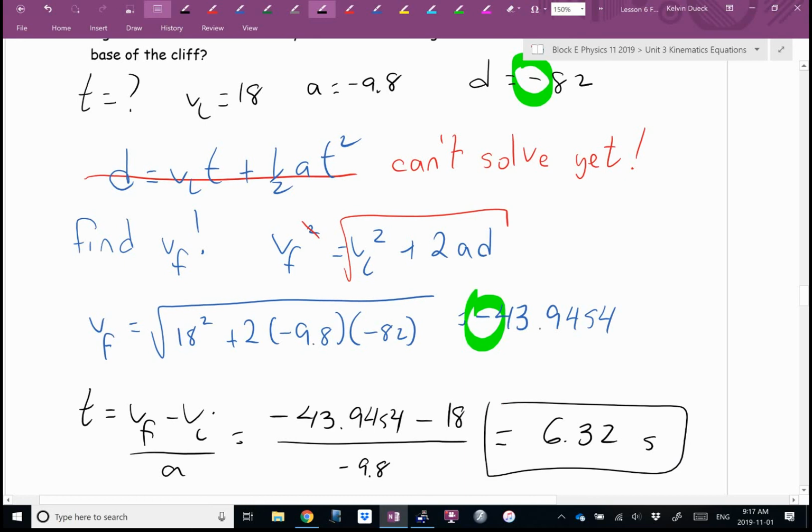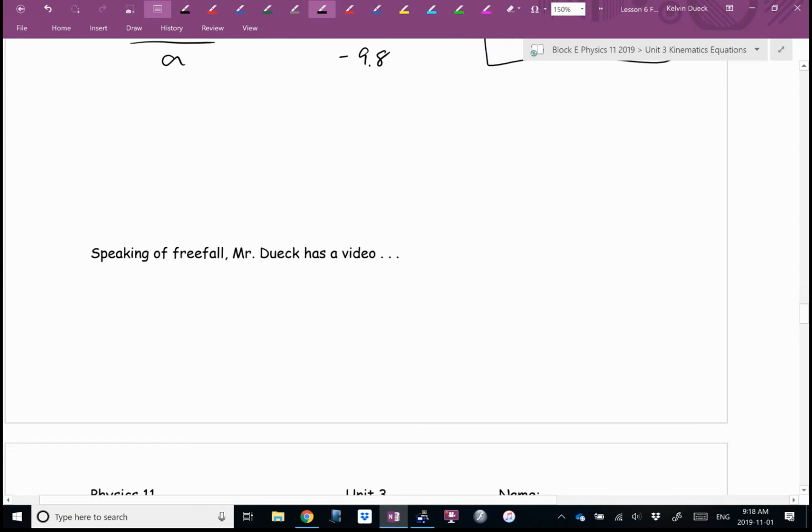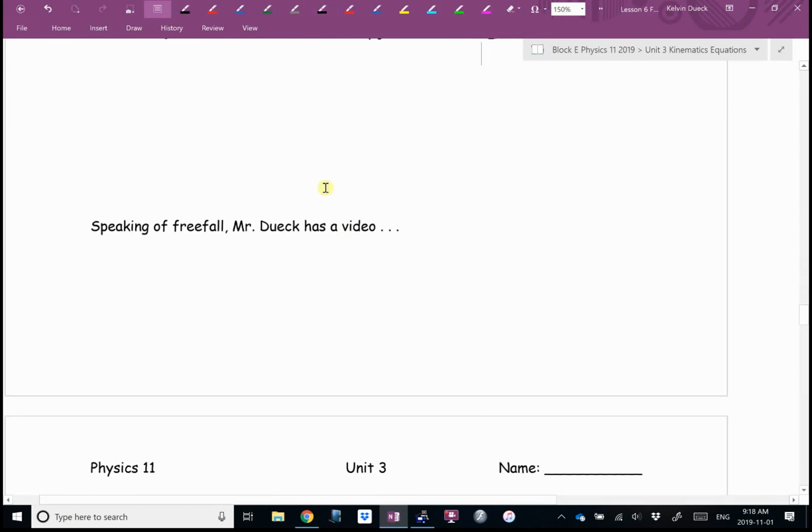That's most of the different situations I can throw at you. The only thing is in the homework, sometimes we'll be throwing an object down towards the ground, so VI won't be positive. Keep your eyes open when you're reading and pay attention, okay? Now you're starting to see why last day I said we're going to pay more attention to our vector notation, because we have to pay attention to direction when we have a clear change in direction when we're throwing objects into the air. Speaking of Freefall, Mr. Dueck has the video. I showed you my Freefall video a couple of days ago.